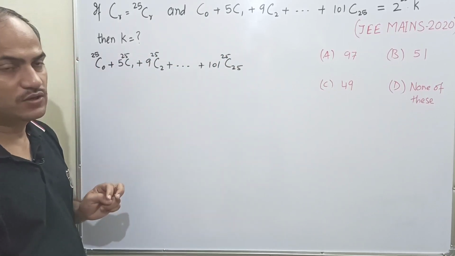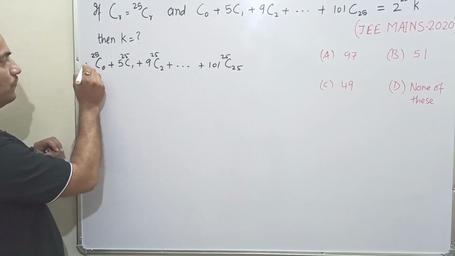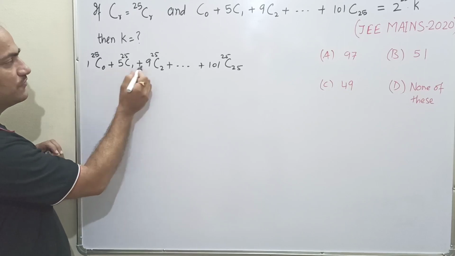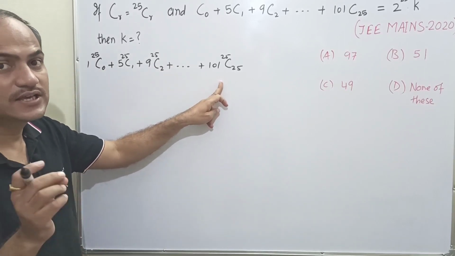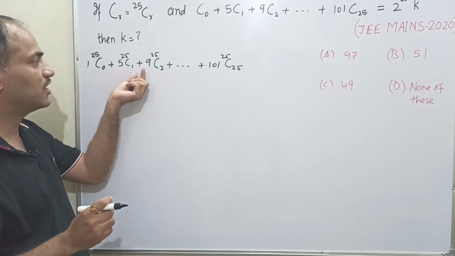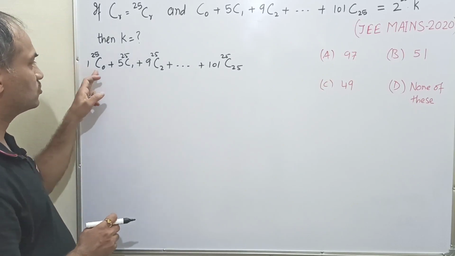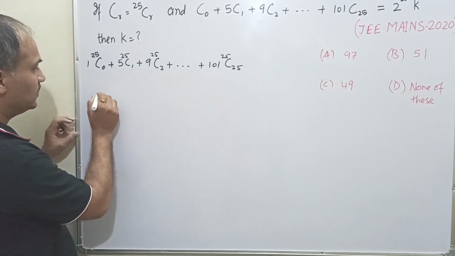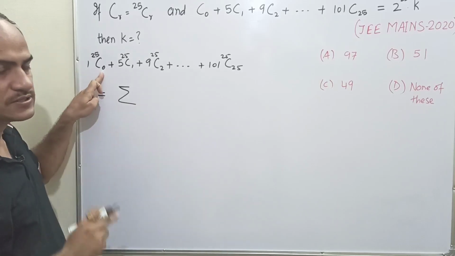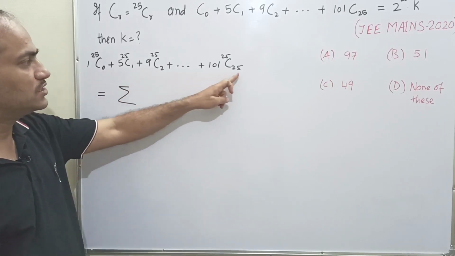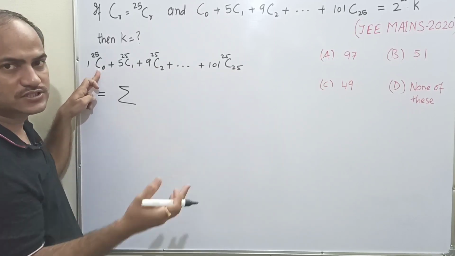And all these values are just a series. Here we see the coefficients are 1, 5, 9 and so on. These coefficients are in arithmetic progression, 1, 5, 9 until 101, with common difference 4. So we can write this entire term as a summation. See the suffix 0, 1, 2 and so on till 25. So from 0 till 25 the suffix is going.